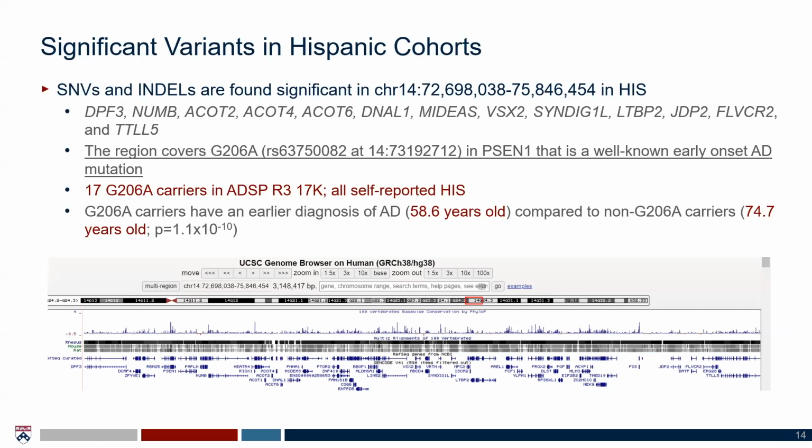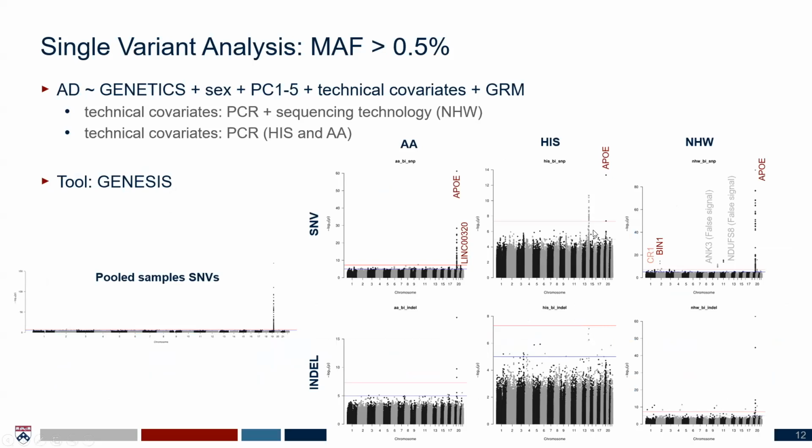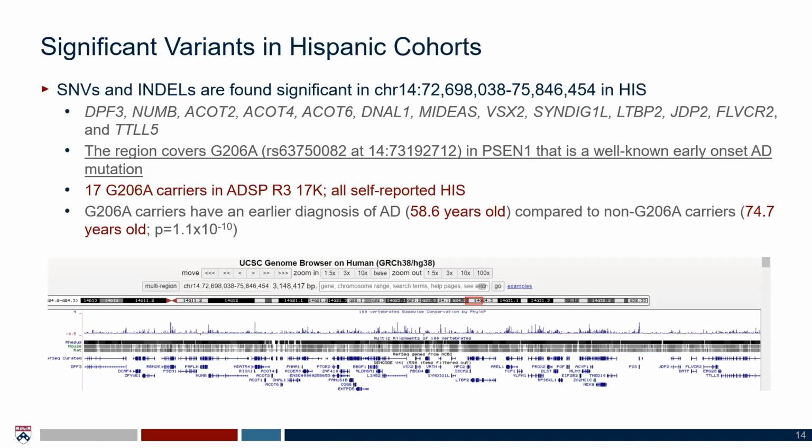As I just mentioned, there is another peak for the Hispanic cohort. What is that peak? I say that is for early onset Alzheimer's. From our data set, we see some of them, I think their onset age is quite young, and we see that it's a peak. Let's go back to the Manhattan plot. There is a peak here, and this peak is all linked to a mutation called G206D in presenilin 1. We have 17 G206D carriers in the ADSP R3 data, and they are all self-reported as the Hispanic subgroup.